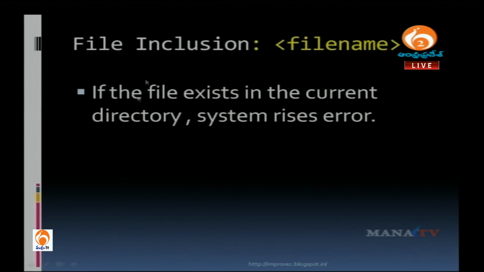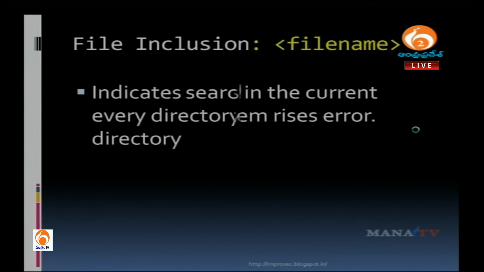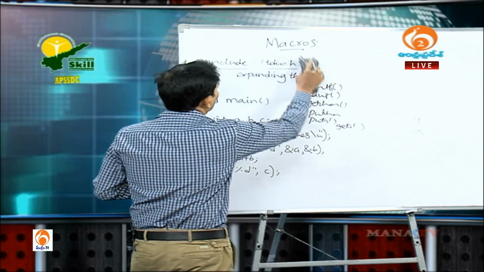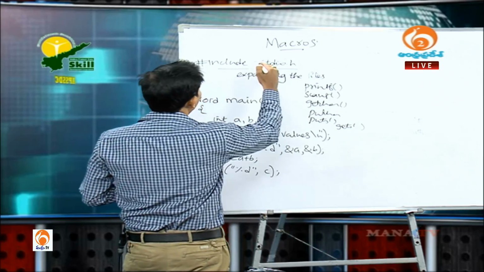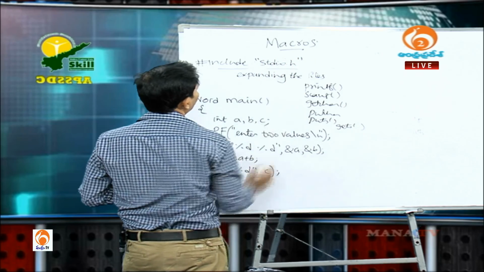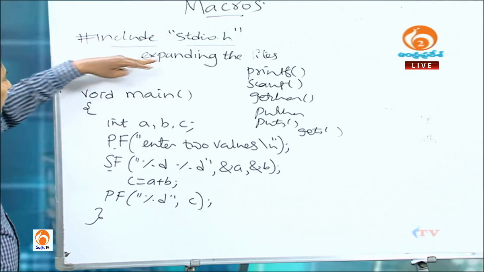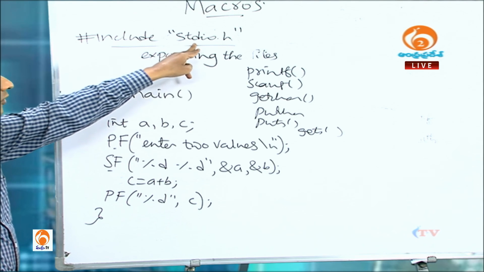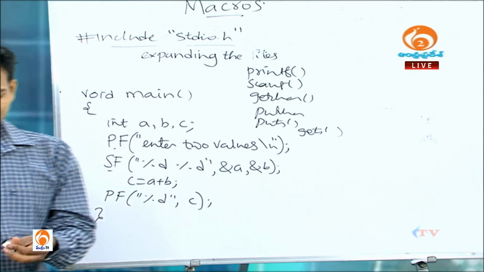Next, double quotes. It indicates search for the file in every directory including the current directory. That is the meaning of double quotes. Instead of writing angular brackets, you can write within double quotes also. The meaning of this is that now the system will search every directory including the current directory for the file.